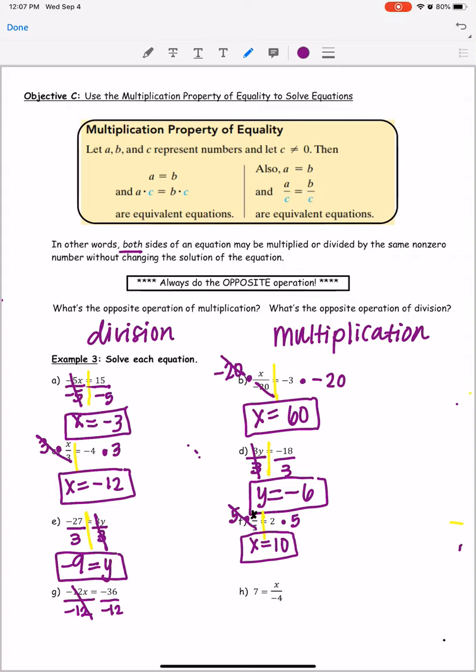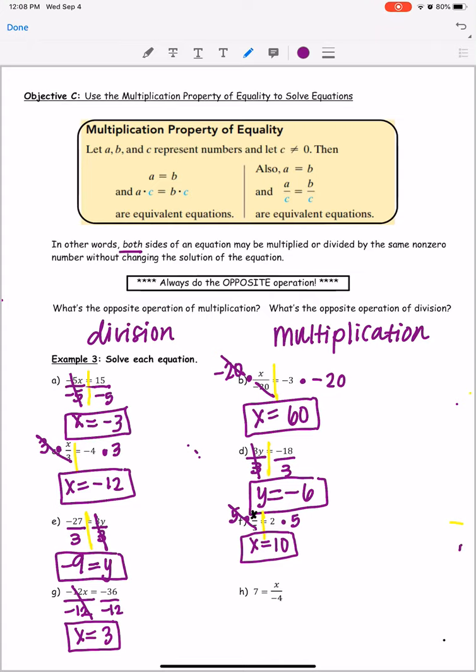My negative 12 over negative 12, those cancel because that equals 1. So I'm left with x equals 12 goes into 36 3 times. And negative over negative does turn to positive. So we get x equals 3.